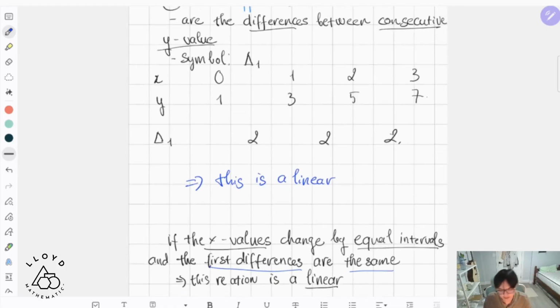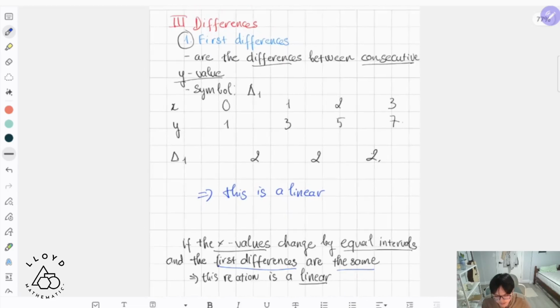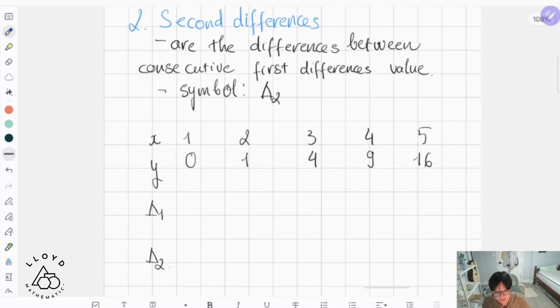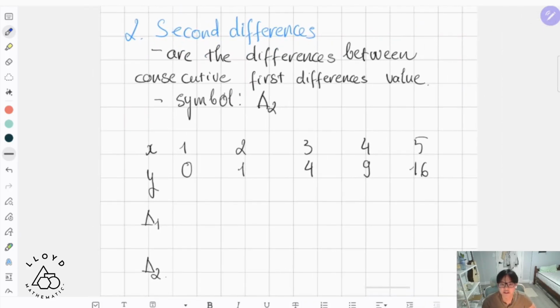Okay, and how about the second differences? What are they used for? So let's move to second differences. Second differences are the differences between consecutive first difference values. It's different from the first differences in that the first differences are calculated from the y values, but the second differences are directly the differences between the first differences. Okay, so let's try this one, and we need to calculate the first differences and second differences.